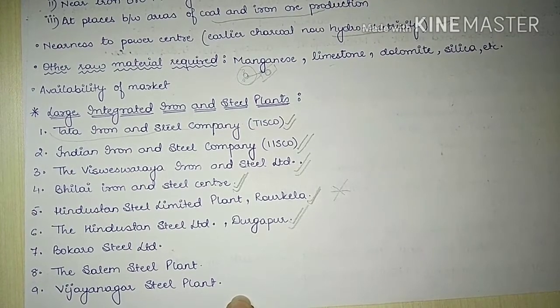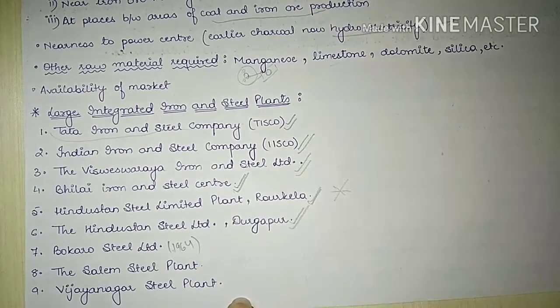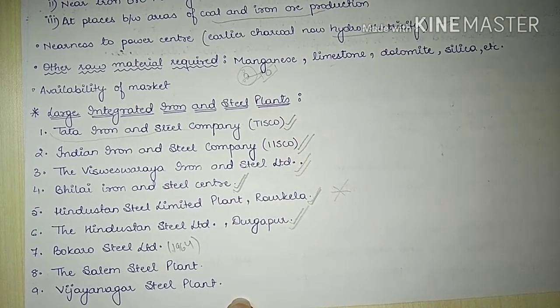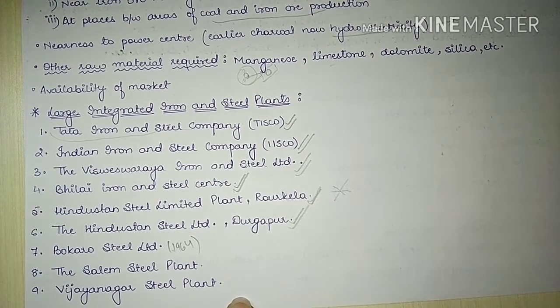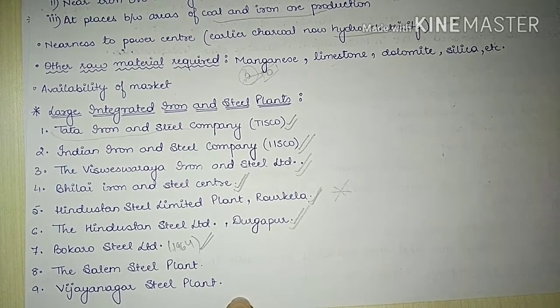Bokaro Steel Limited was formed in 1964. It also receives iron ore from Kirburu mines of Odisha, coal from Jaria coalfield, limestone from Palmau district, hydroelectricity from Damodar Valley Corporation, and Kolkata is just 300 kilometers away, which provides the port facility. Then we have Salem Steel Plant. It is in Tamil Nadu in Salem district.